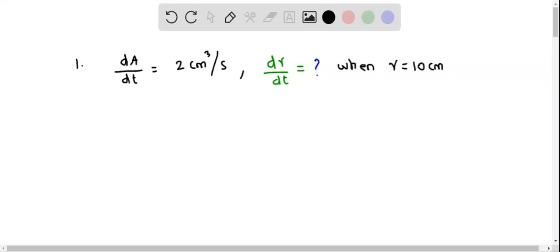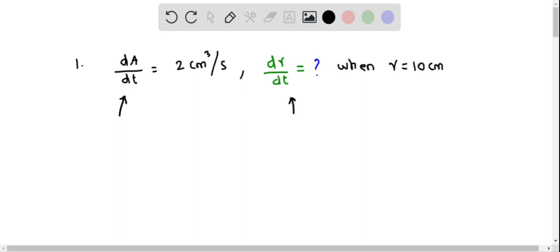We now do question 1. Here in this question, we are given that the area grows at a rate of 2 centimeter cube per second. So here I have represented this dA over dt equals 2 centimeter cube per second, where A represents the area of the circle, and we have to determine the rate at which the radius grows when radius equals 10 centimeter. So basically, we have to find this value of this expression, that is dr over dt.